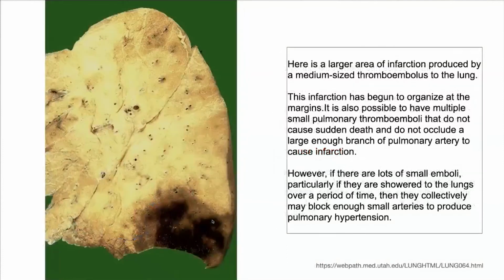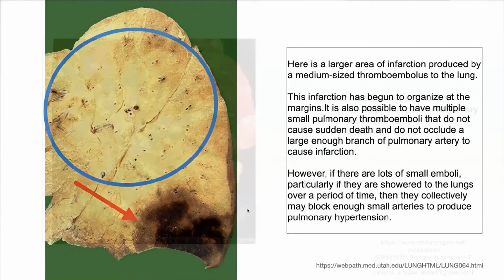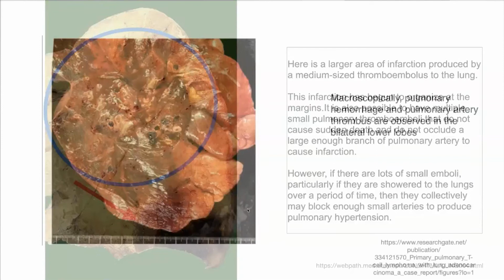There's another picture of it. The area in the blue circle is the infarcted area, so it's very pale, and the one at the bottom here is the hemorrhagic infarct. There's a bit of hemorrhage at the bottom. There's another picture here that shows the blood clot. There's a blood clot here.